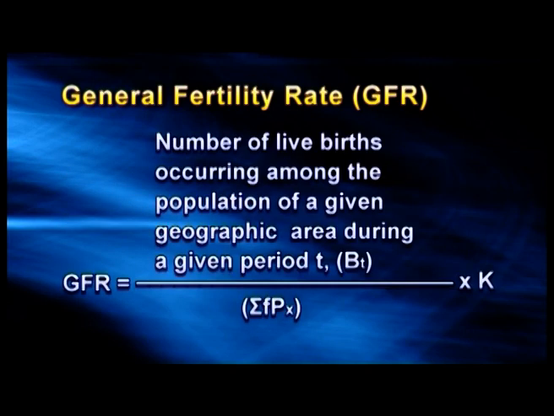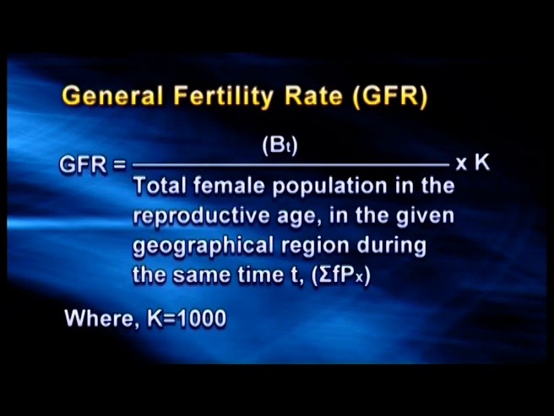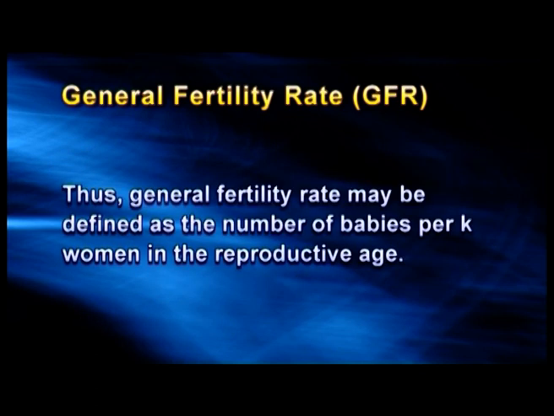The general fertility rate GFR is equal to the number of live births occurring among the population of a given geographic area during a given period T, BT, divided by the total female population in the reproductive age in the given geographical region during the same time T, summation FPX, into K, a constant usually 1000. Thus, general fertility rate may be defined as the number of babies per K women in the reproductive age.